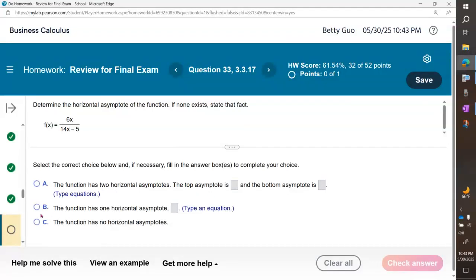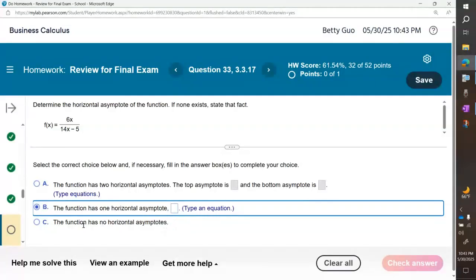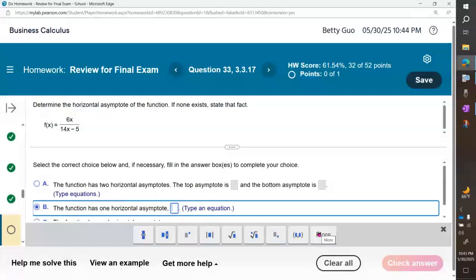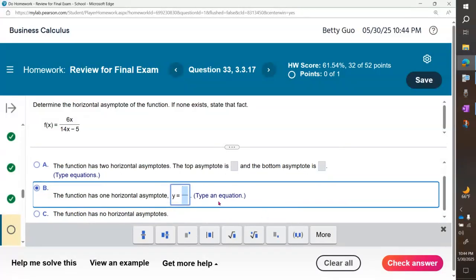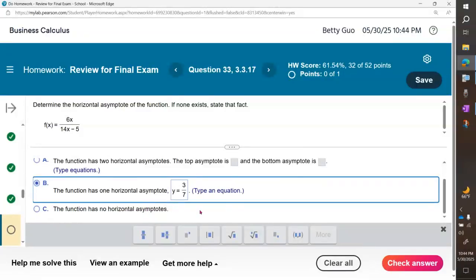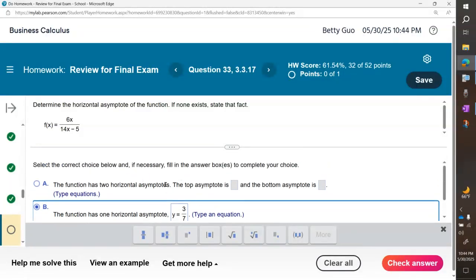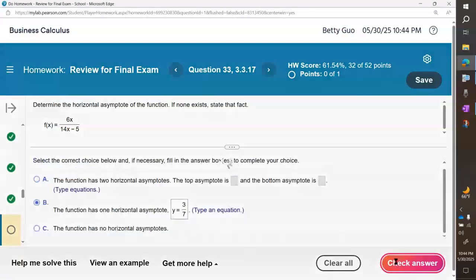We only have one horizontal asymptote, so choose B. The one horizontal asymptote is y equals 6/14. That is correct but not simplified. 6 over 14 is 3 over 7. It doesn't mention decimal or anything, right? Okay, just a fraction.